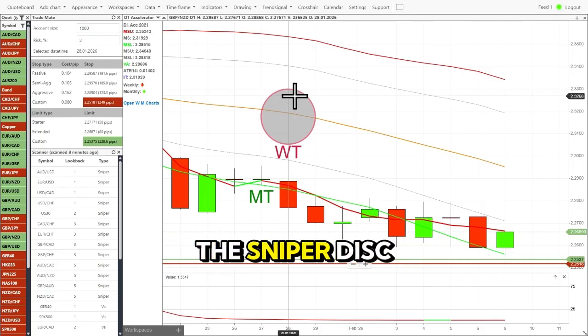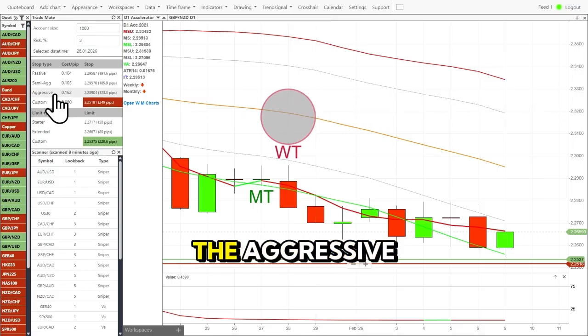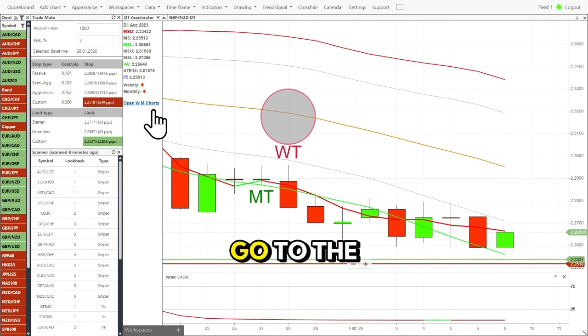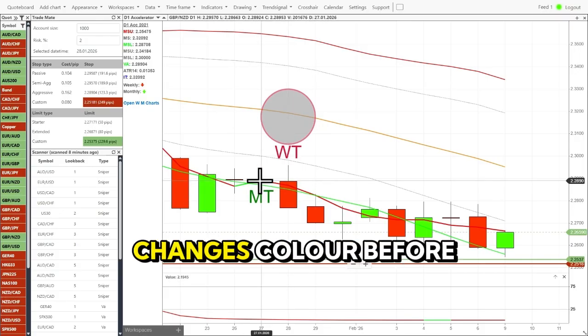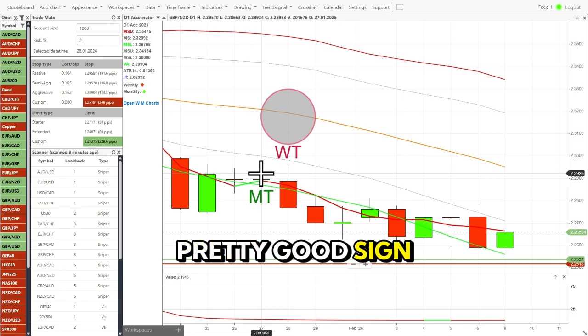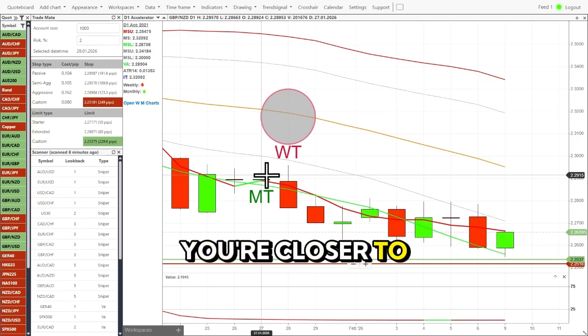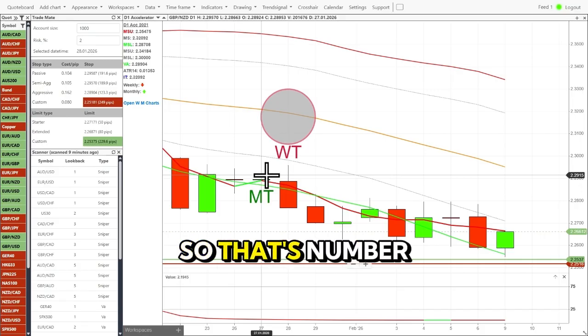Number 1 is the sniper disc, and it has to have a minimum of a 40 pip stop. We default to the aggressive on the accelerator strategy, which is 123 pips in this case, so perfectly fine. We then go to the vector average. It needs to be in line with the sniper. And if it changes color before like this one, it's usually a pretty good sign because it means you've kind of caught the best time to sell. You're closer to an expected top before that sell off. We don't try to time tops, but if we can see that momentum coming in quickly, then we do get pretty close sometimes. So that's number 2.